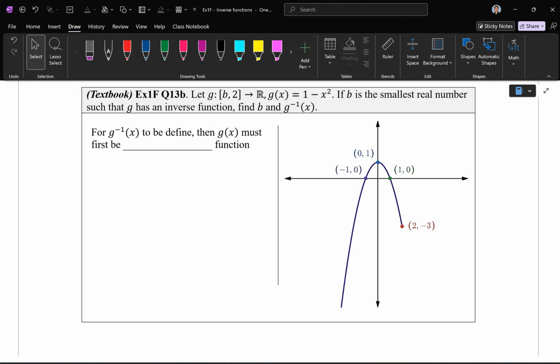So let's break down the problem. What's the problem? Let G, your function G, have the domain from B inclusive all the way up to 2. You've got 1 minus x squared. It's a quadratic function, which I've drawn for you. If B is the smallest real number, so you want the smallest value that B can be. So what number can B be? But it has to be the smallest number such that there is an inverse function.